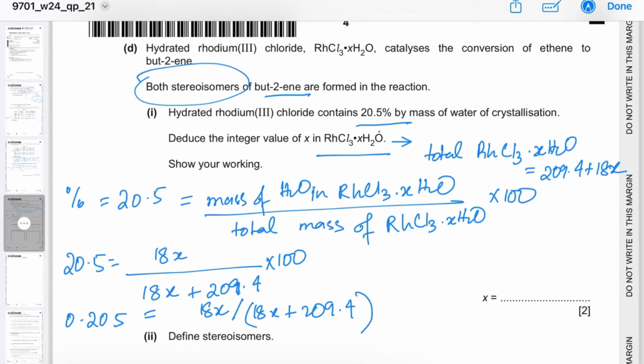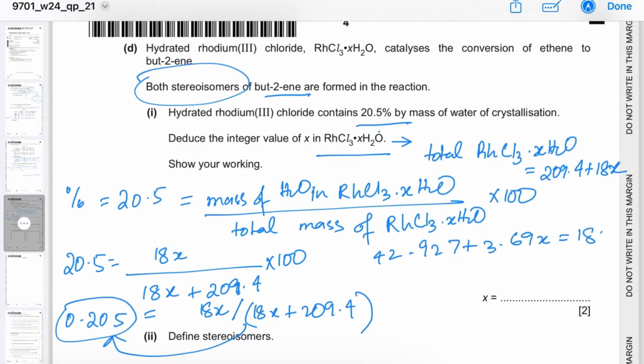You solve for x, so you'll shift the denominator here to the left hand side, multiply the bracket with 0.205, and so you're left with 42.927 plus 3.69x is equal to 18x. You shift this 3.69x to the right hand side, subtract from 18x. That means x is equal to 42.927 divided by 14.31, which leaves you with 2.99979, which will be rounded off to 3, the whole number 3.